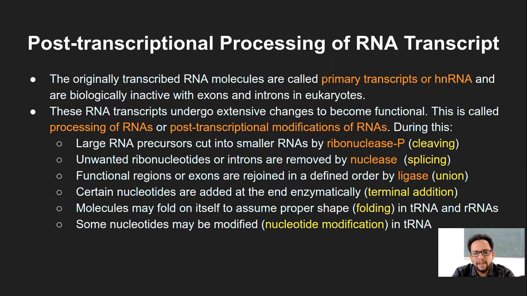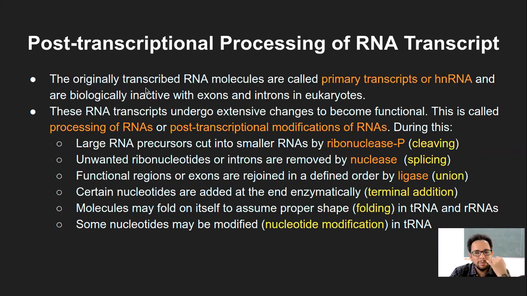Whenever it says RNA transcript, it usually refers to mRNA, the unprocessed RNA. The originally transcribed RNA molecules are called primary transcripts. That means they are hnRNA, heterogeneous nuclear RNA. Heterogeneous because they have introns and exons. And they are biologically inactive. This is one of the most important criteria.